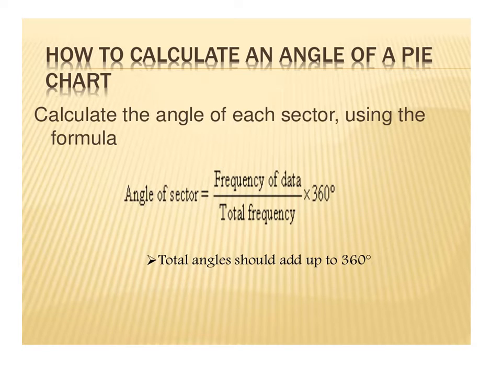Now, first of all, we calculate the angle of a pie chart. Calculate the angle of each sector using the formula: angle of sector is equal to frequency of data upon total frequency, multiplied by 360 degrees. The important thing here is that the total angle should add up to 360 degrees, because in the case of a circle the total angle adds up to 360 degrees. So we multiply here by 360 degrees.